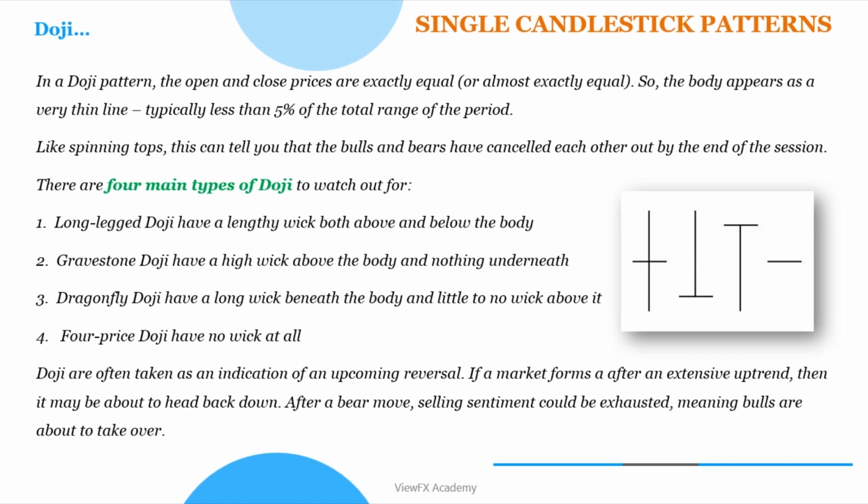Doji are often taken as an indication of an upcoming reversal. If a market forms one after an extensive uptrend, then it may be about to head back down. After a bear move, selling sentiment could be exhausted, meaning bulls are about to take over.